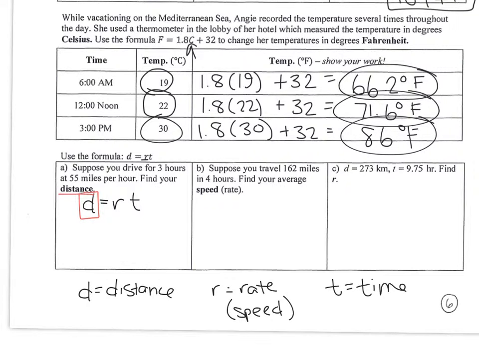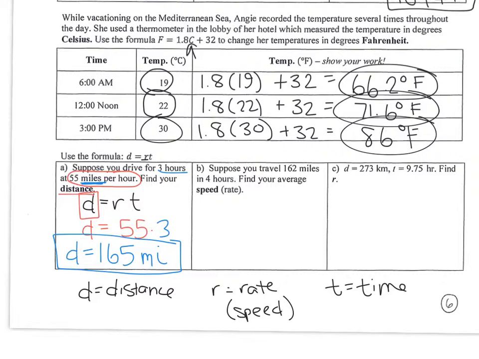So we don't know what D is. D equals the rate. The rate is miles per hour, so it's 55. And the time is 3 hours. So your distance is 55 times 3, which is 165. Since we're using miles per hour, the distance is miles. So make sure you have a unit at the end.